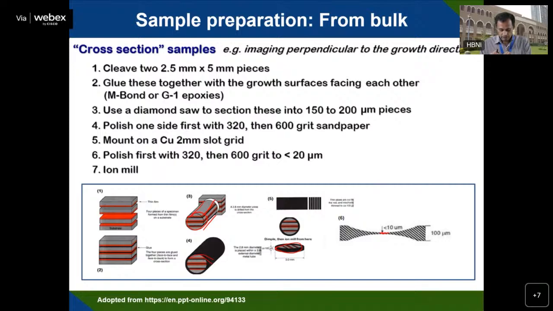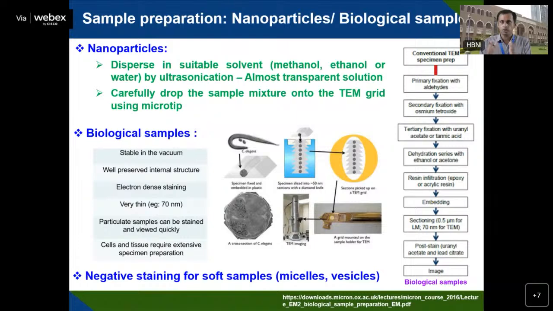So mainly you have to stack the material in different layers. You can see here they are stacked together by glue and by diamond, then you cross-section and polish, and then you mount it on a copper grid to see that structure. Those are mainly steel samples or alloy samples, metallurgical samples, that can be treated by bulk. You get a very thin cross section, less than 10 micrometers, and then that can be put on a TEM grid to see the structure.